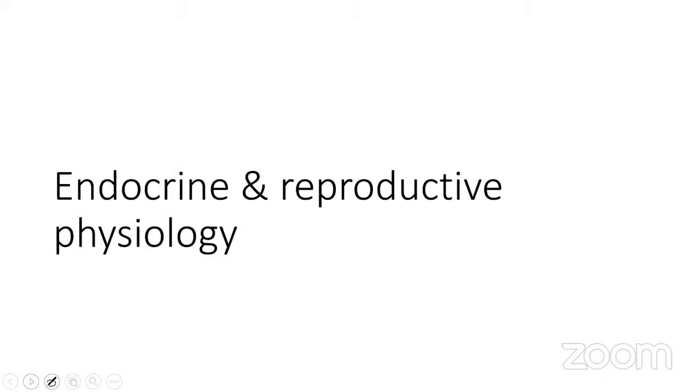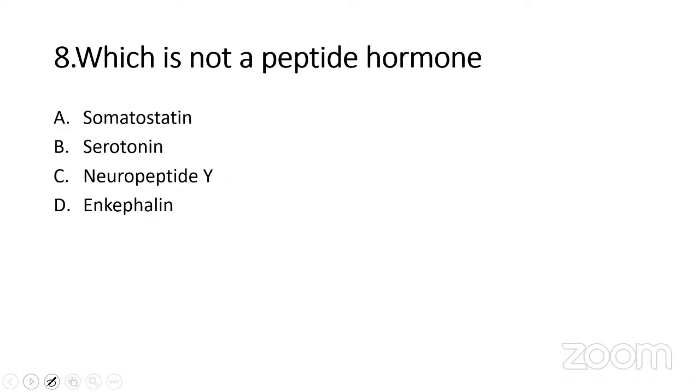Next, we will see questions from endocrine and reproductive physiology. Which is not a peptide hormone? We have different hormones which are secreted from the endocrine glands into the blood. These hormones could be amines, amino acids. Most of the hormones are peptides and proteins, small peptides and proteins. A few hormones are steroids and vitamins.